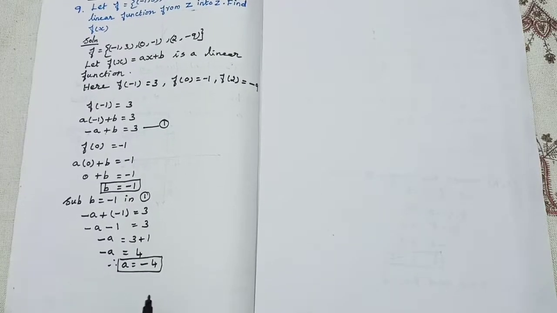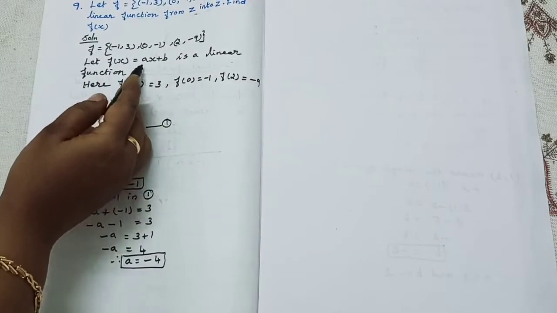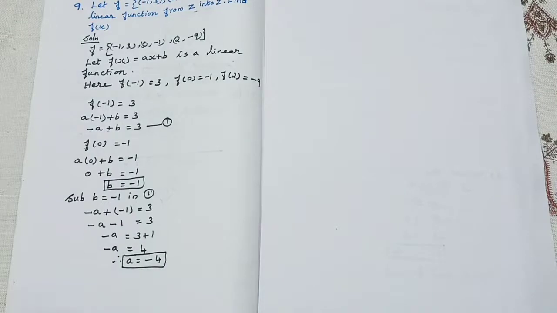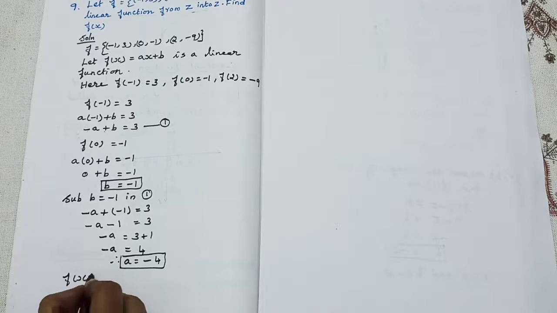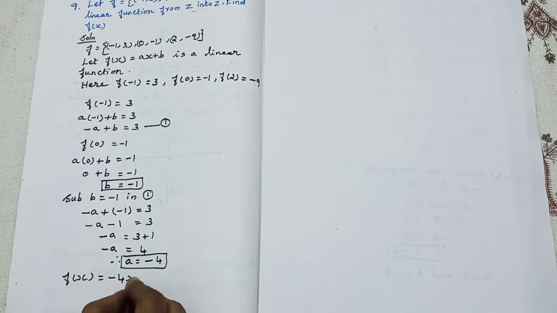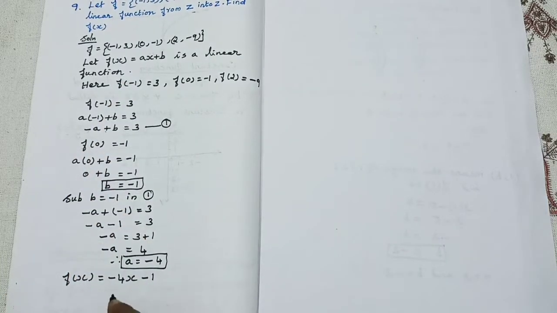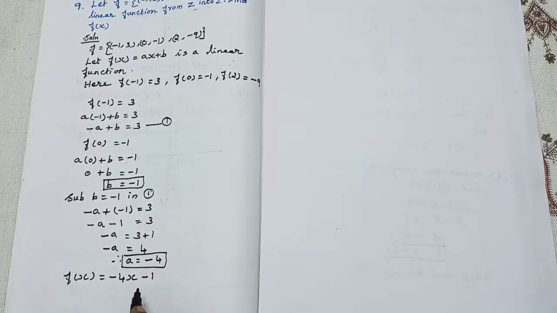Have you understood? Then these two values in f of x. f of x is equal to ax plus b is a linear function. Already we took it, isn't it? Then there we have to substitute. Therefore, f of x is equal to, in place of a we substitute minus 4. Yes. Then b, what's the value? Minus 1. Very good. Correct? Therefore, minus 4x minus 1 is the linear function.